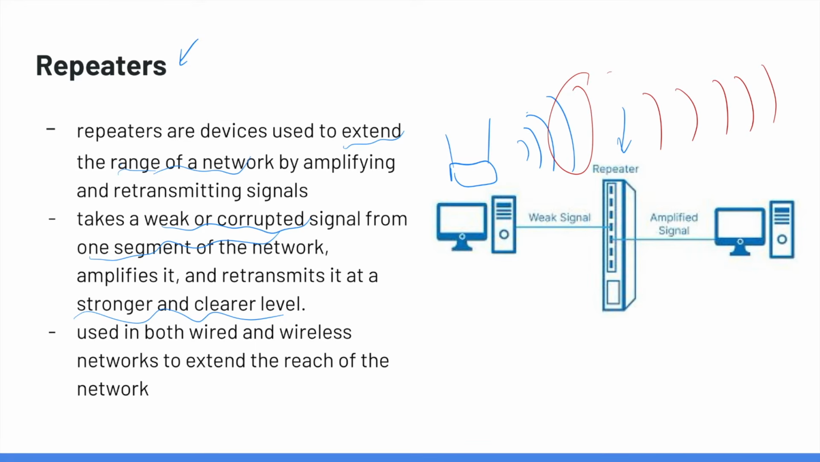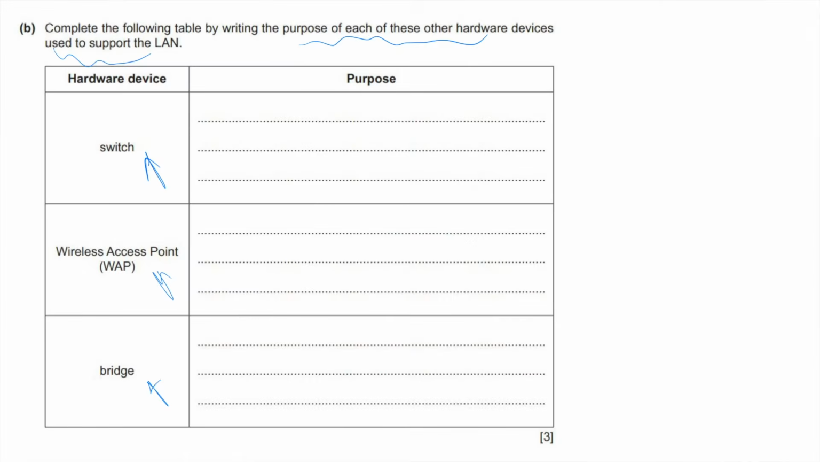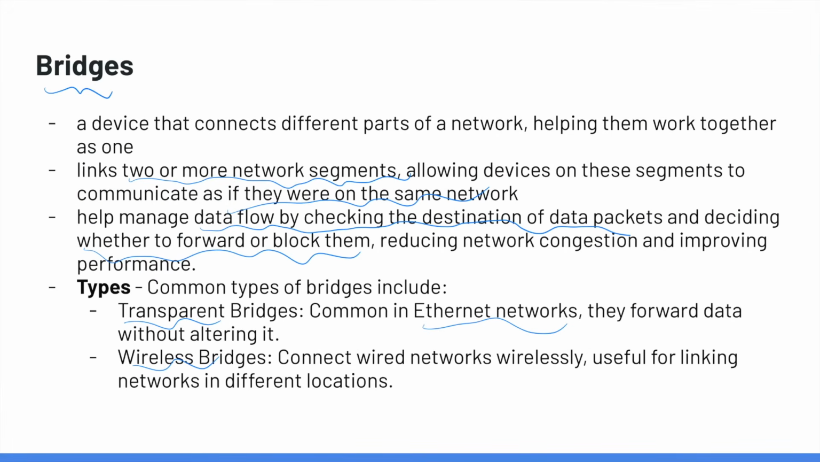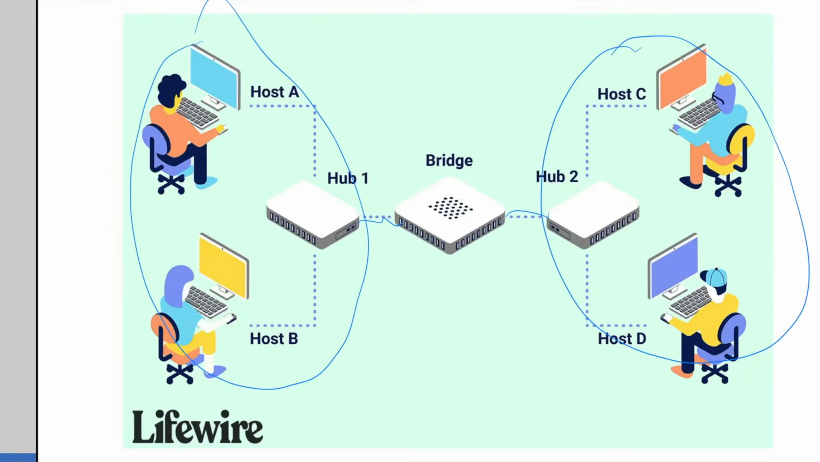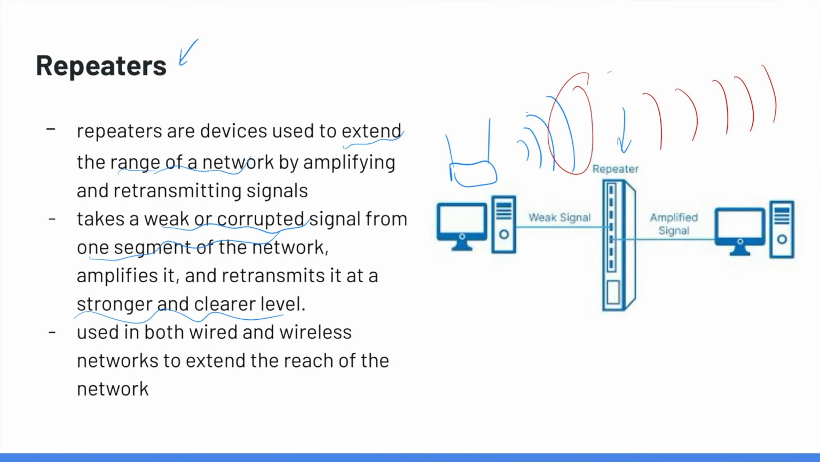And again, similar to bridges, we could be talking about a network segment, which is just a part of a network, or we could be talking about two networks that we're trying to connect together. But it doesn't really matter. The point is a repeater is used to just extend the reach of a network. Interestingly, right here, it says it's used in both wired and wireless networks. I don't really see cases of it being used in wired networks that often, but I guess it's possible because if you have a wired connection between computers, the longer that cable is, the weaker the signal is going to be. So I guess it's still possible.